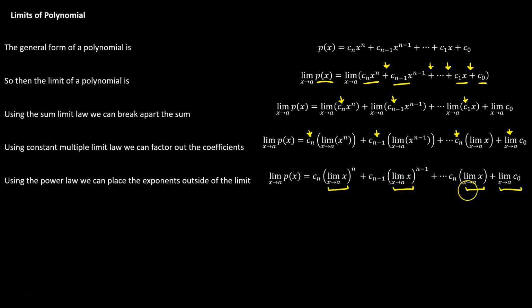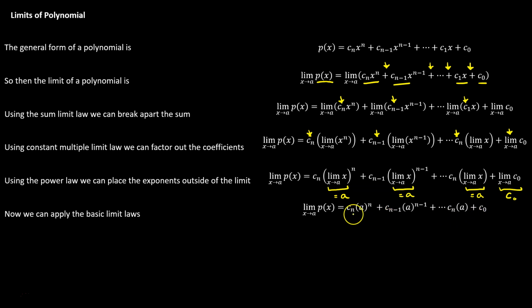So in these first three limits, we're looking at the limit of the basic function x, where x is approaching a. We know each one of those is just going to be equal to a. The last limit is the limit of a constant. c sub 0 is some fixed constant, so it doesn't matter where x is going, c sub 0 is going to stay c sub 0. So lastly, we can replace each of these limits with their values. And after that, we can simplify.